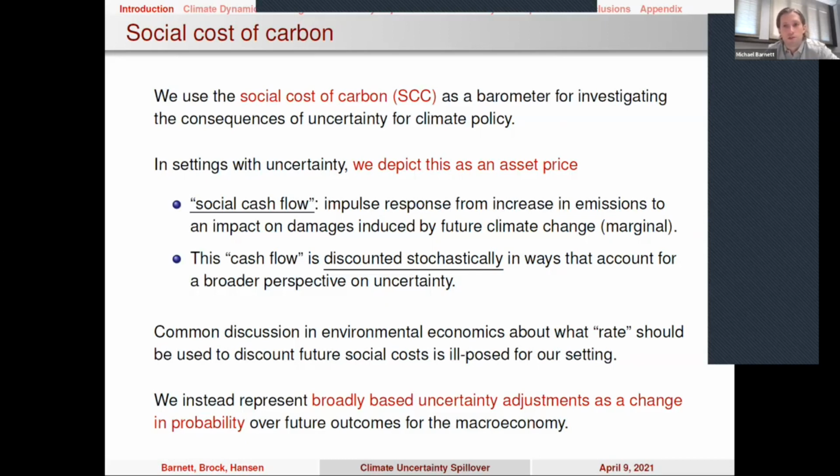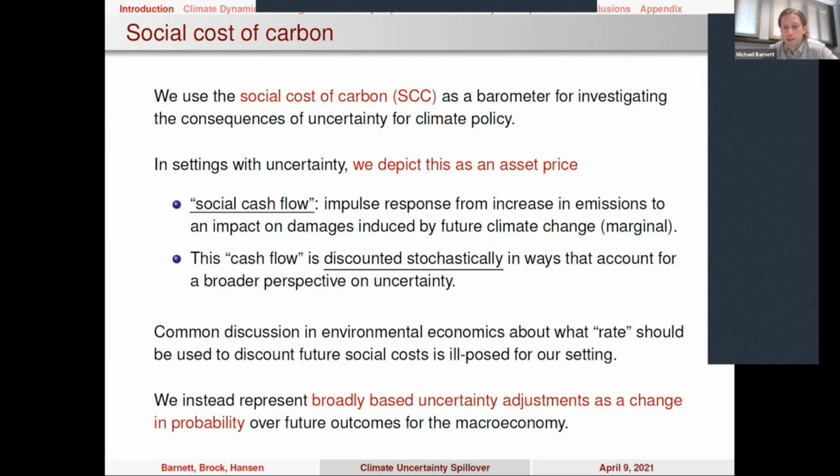The social cash flow that we're going to be interested in is an impulse response from a marginal increase in emissions to a marginal impact on damages that will be induced by future climate change. And this cash flow is going to be discounted stochastically in ways that account for a broader perspective and uncertainty, again, following the tools and frameworks that we have in asset pricing.